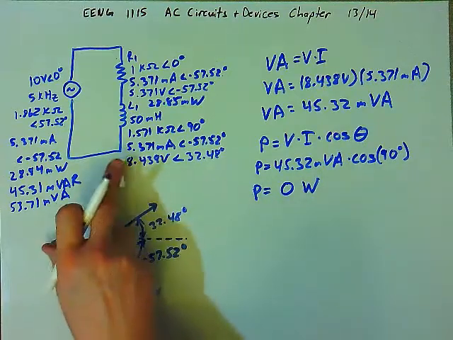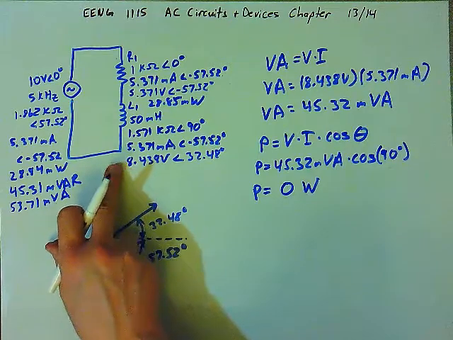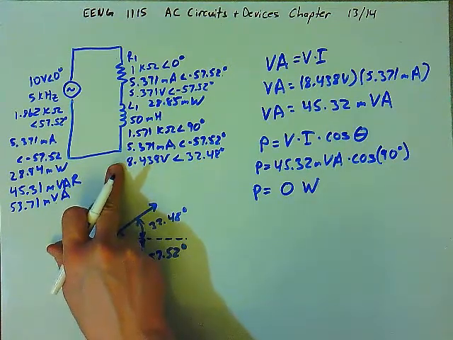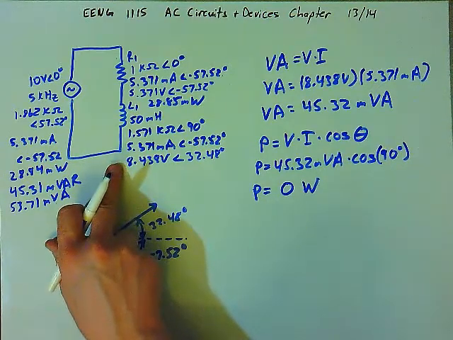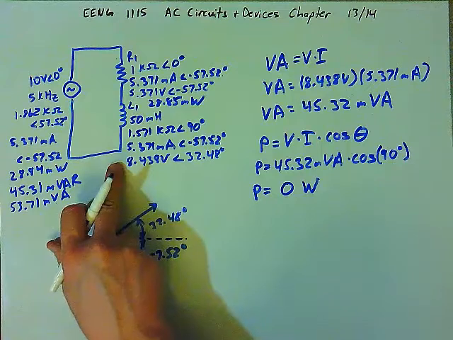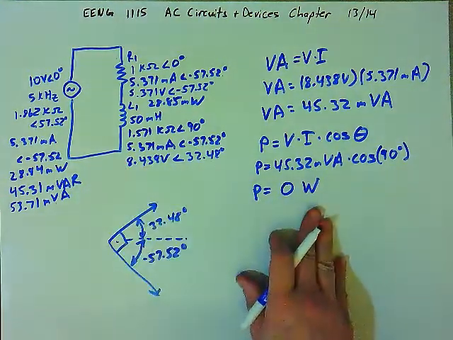That's because any energy that the inductor uses to grow its magnetic field is later returned back to the circuit when that magnetic field collapses. And so the inductor does not actually consume any power. It consumes some energy, but then it gives that energy back to the circuit for a net of 0 watts.